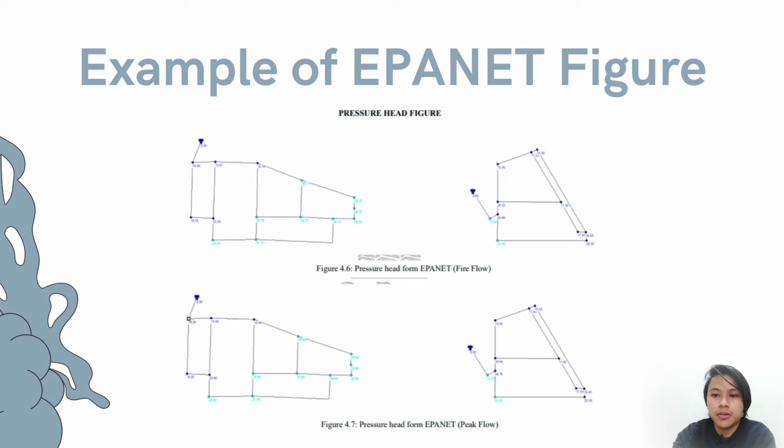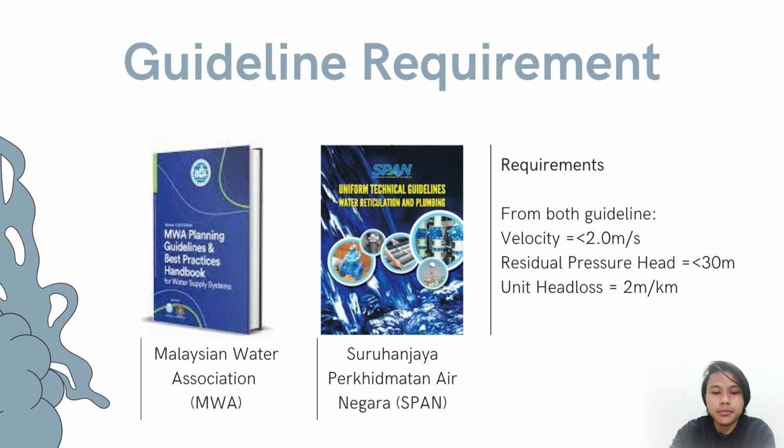This is the example of the figure that is being used in the EPANET software to do the computation. The above one shows the value of the pressure head in terms of fire flow, while the bottom one shows the pressure head in terms of peak flow.